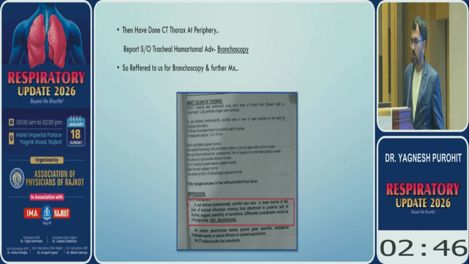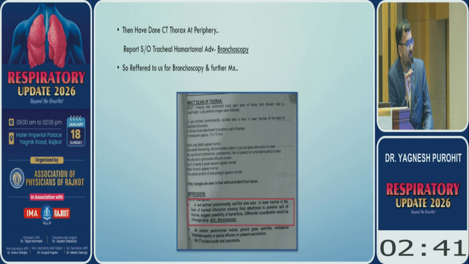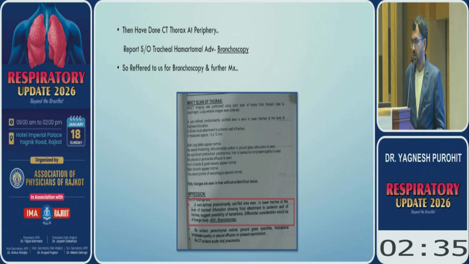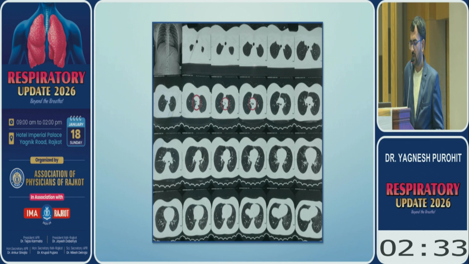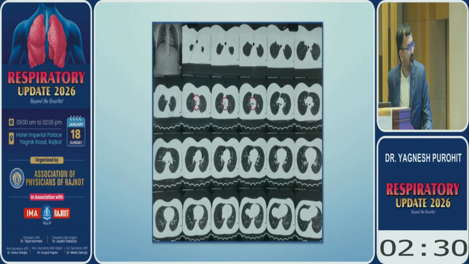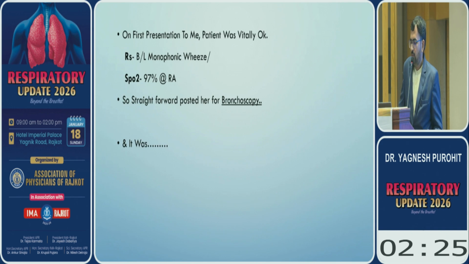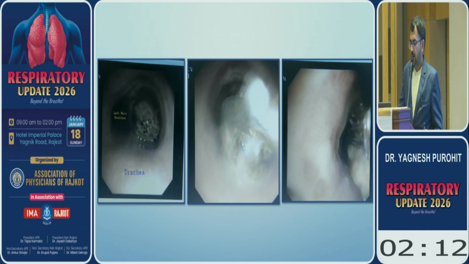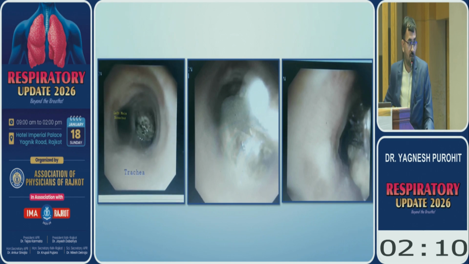Then they had done a CT thorax at periphery, and it was showing a well-defined, predominantly calcified area in the lower trachea at the level of tracheal bifurcation, query hamartoma. And so she was referred to us for further management. In CT, definitely there was a lesion at the level of lower trachea, at the level of bifurcation. So on first presentation to me, patient was clinically okay, RS was showing monophonic wheeze, saturation was normal, and so she was posted straightforward for a bronchoscopy to see the lower tracheal lesion. And to our surprise, it was this.